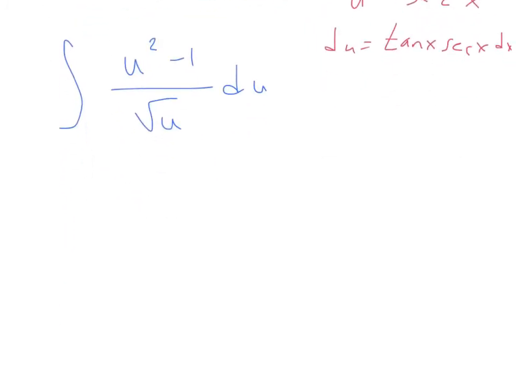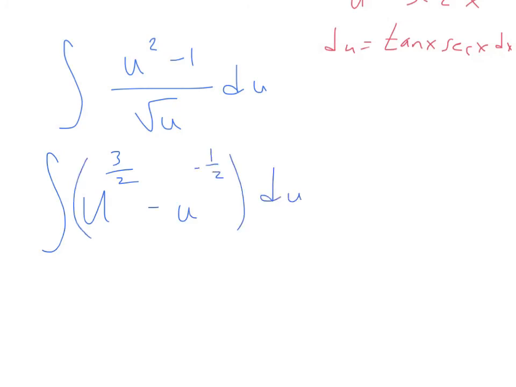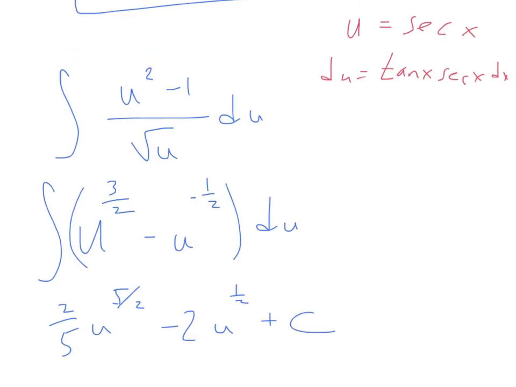To do this integral, I'm going to do the splitting up trick. This will become the integral of u to the 3 halves minus u to the negative 1 half du. So that'll be 2/5 u to the 5 halves minus 2u to the 1 half plus c. And then, since we did a secant substitution, I'm just going to take this and substitute it back in.